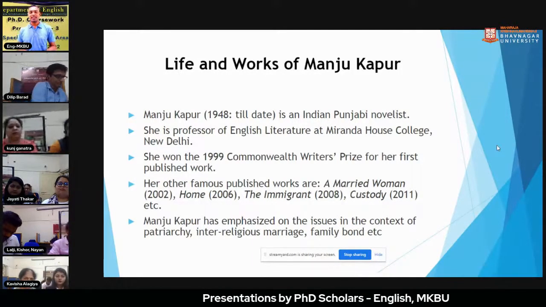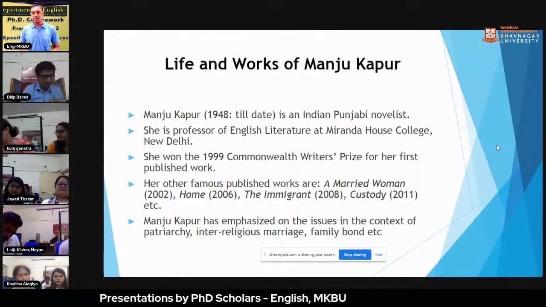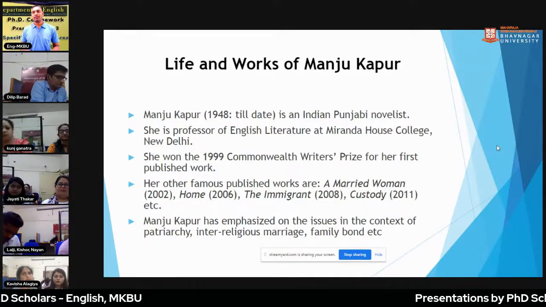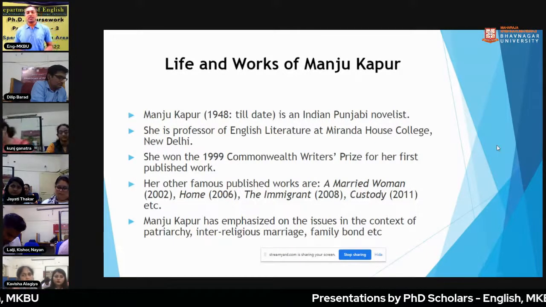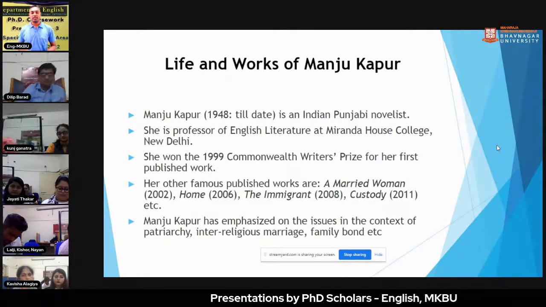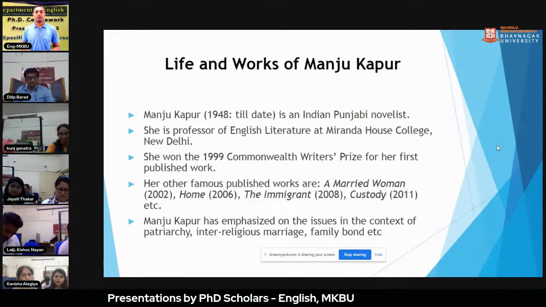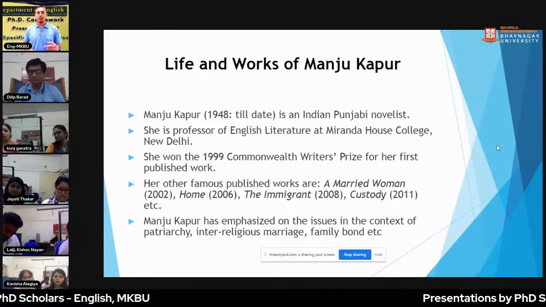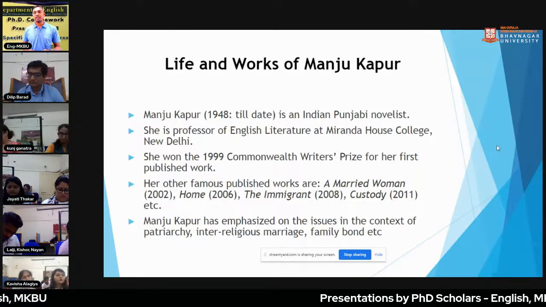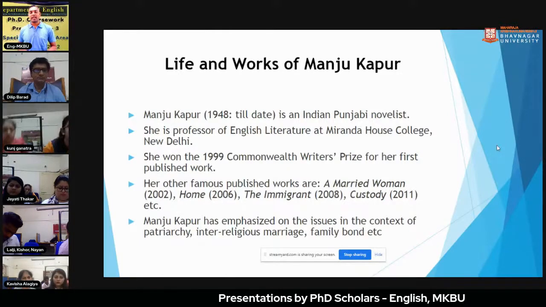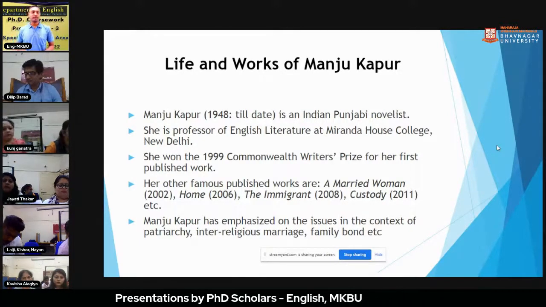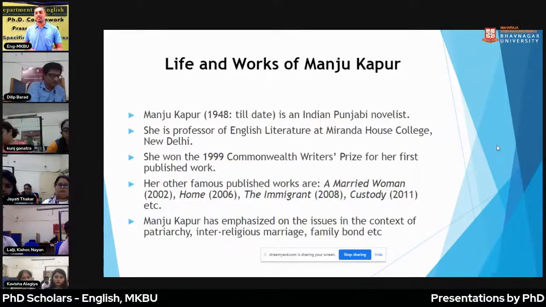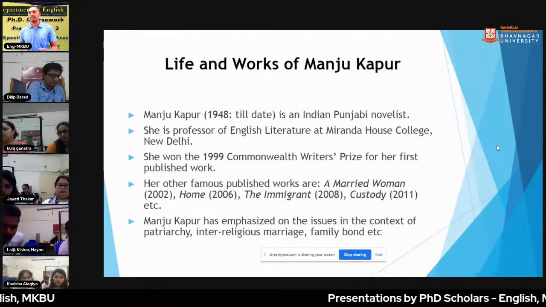So she is an Indian Punjabi novelist, and she is a professor of English literature in Miranda House, which is affiliated with Delhi University. She won the 1999 Commonwealth Writers Prize for her first published work, Difficult Daughters, which was written in 1998. The second novel she has written is A Married Woman, in 2002. And then Home 2006, The Immigrant 2008, and Custody 2011.